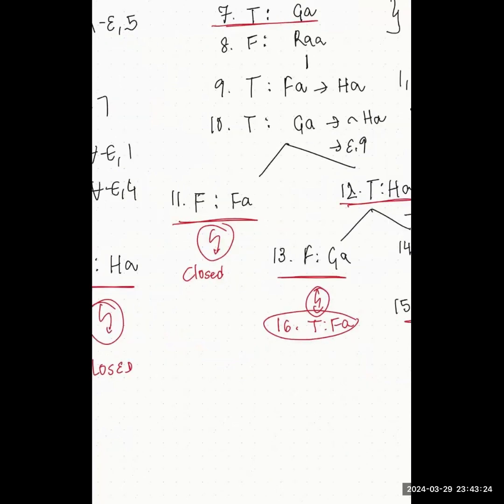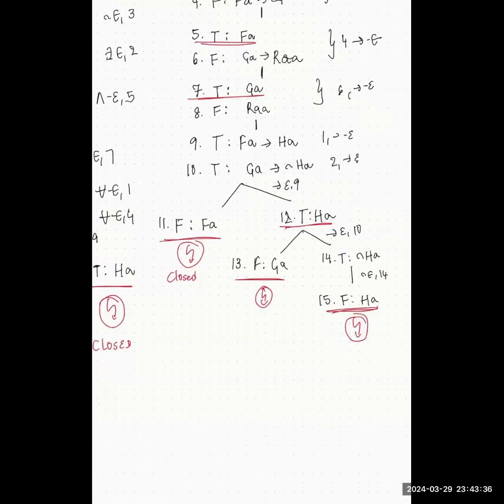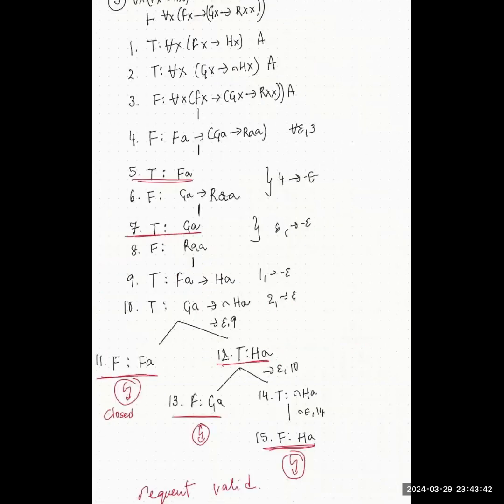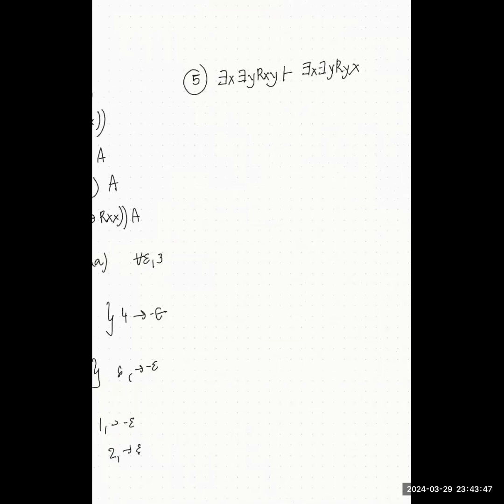So I'll just get rid of the unnecessary stuff. But essentially now we've proved that the sequence is valid since all branches close. The last proof for this tutorial, this recording, is the fifth one. And here we use existential quantifiers only, and I thought it would be kind of fun to do it.